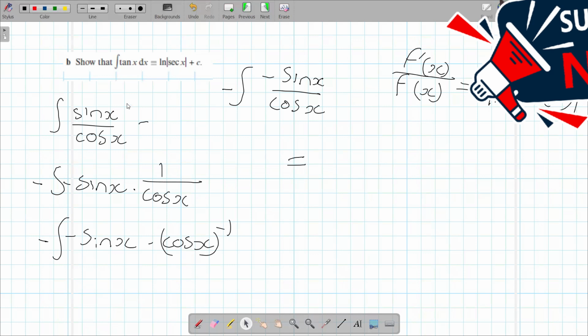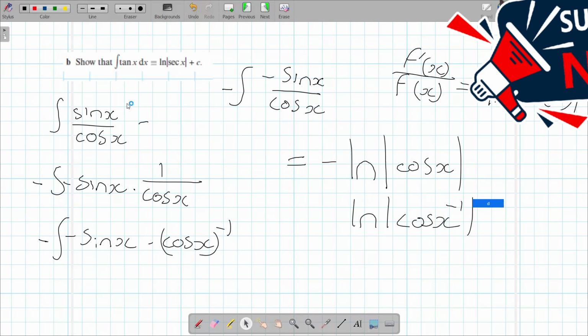When we have a composition of some function with the logarithmic function, then we have a rule like this: minus ln of cos x, which is the same as ln cos x to the power of -1, which is the same as ln sec x. Exactly.